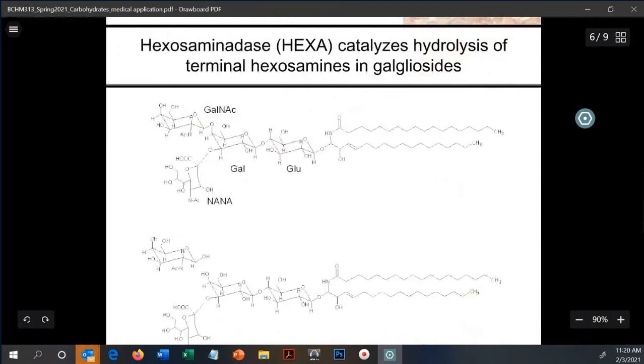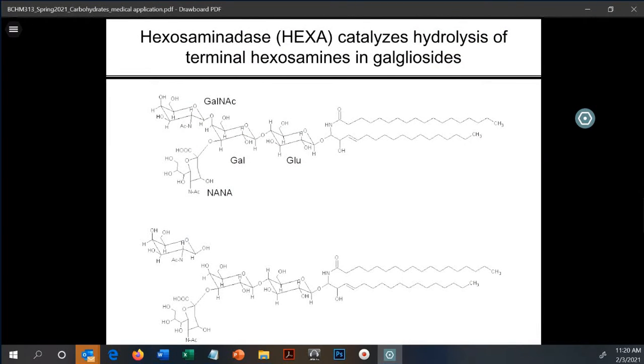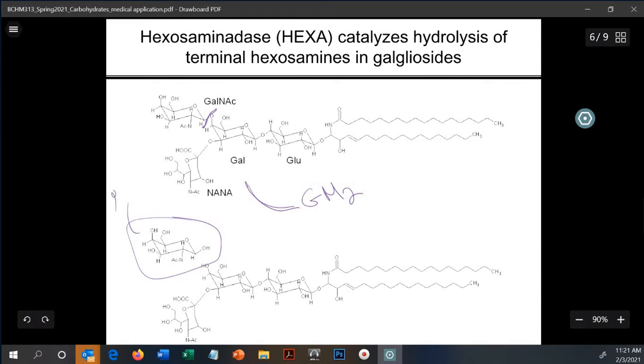If you want to look at ganglioside GM2 in a more detailed structural view of this oligosaccharide and where your hexosaminidase A would cut, you could see that here. And so this would be the bond that's being broken by hexosaminidase A. And here is the N-acetylgalactosamine cleaved away from the core polysaccharide.